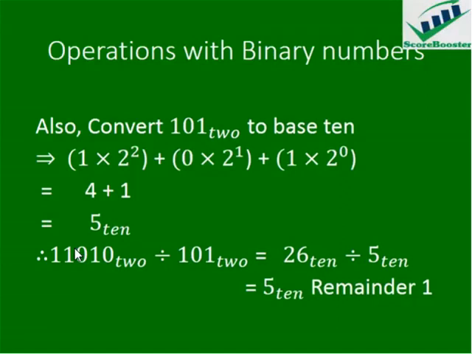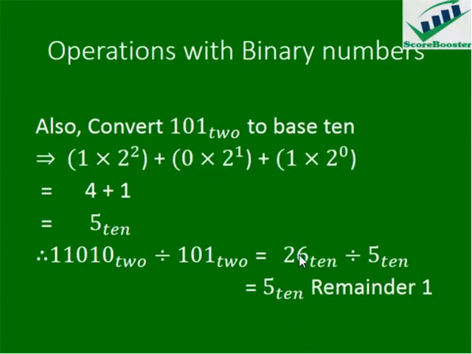So now, dividing this by this is simply saying 26 divided by 5. I know 26 divided by 5 will be 5 remainder 1, because 5 multiplied by 5 will give 25, and 25 plus 1 will give 26 back. So this is the remainder we have in the former result. The only thing we have to do now is to convert 5 to base 2.